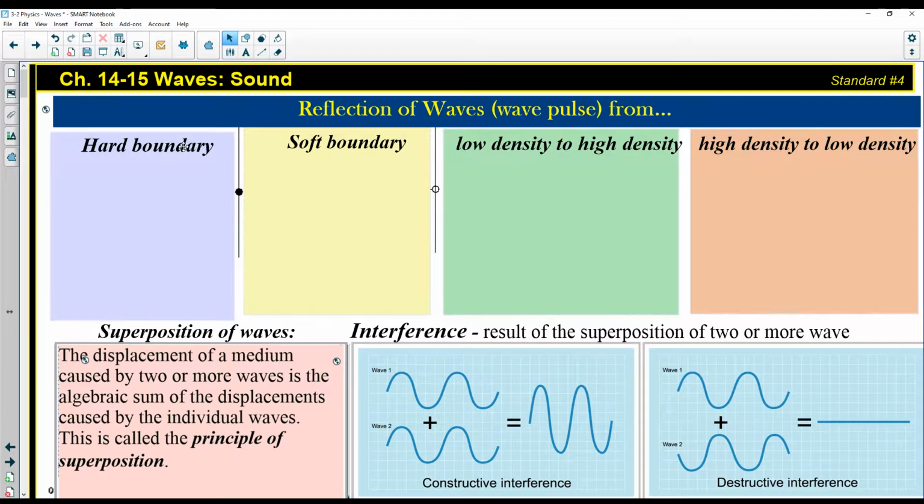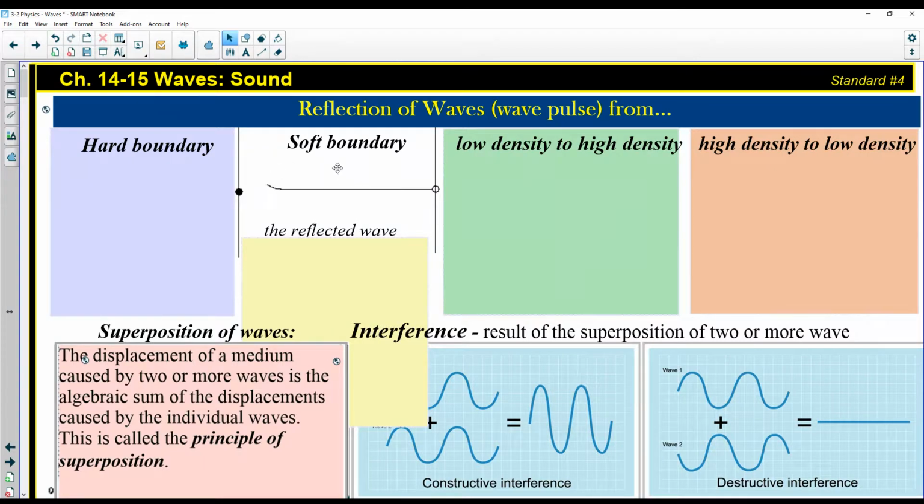For the soft boundary, this one is able to move up and down. You see that the wave reflects back with the same phase. It doesn't change its phase. So if it was coming upward, it goes back upward.